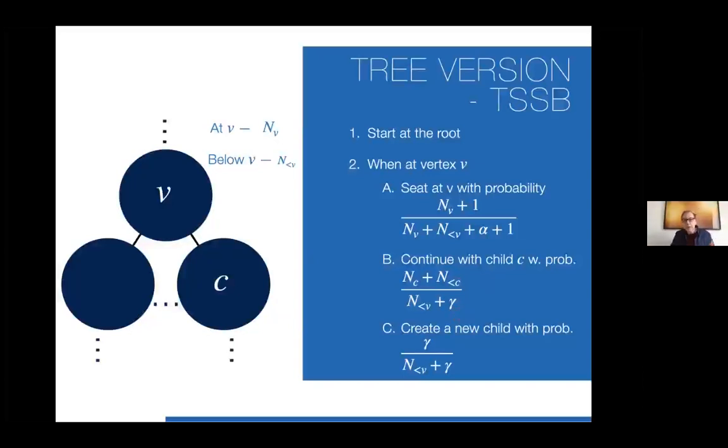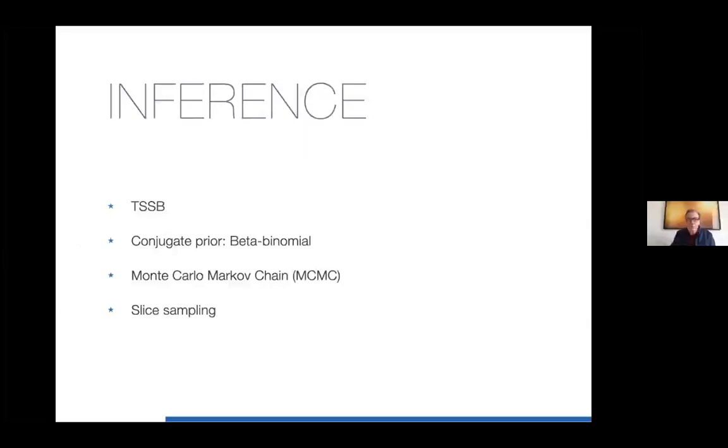Now, opening up a new table is the same as creating a new child, and you do that with probability gamma divided by the total number of guests seated below V. So it's a cute little way of seating people, which gives a prior distribution, the TSSB.